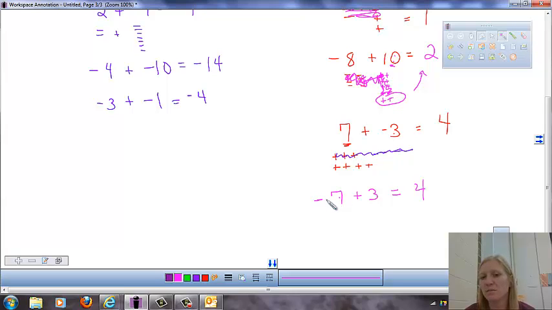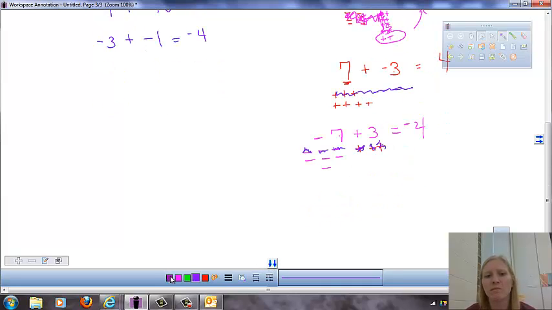But this time, since the bigger number has the negative, my answer has to have the negative. Like that, because I would have 7 negatives and 3 positives. So that means I can cross off 3 of my negatives and 3 of my pluses. The pluses and minuses are opposites, they cancel each other. And if you look, I have 4 negatives left.